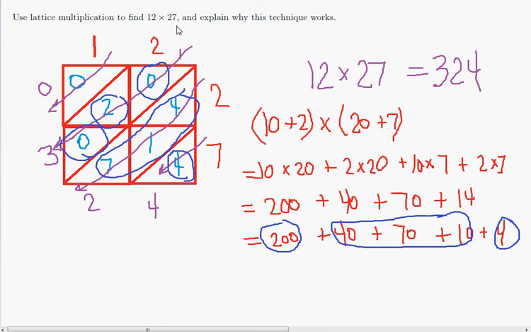So that's 12 times 27. We can multiply any size numbers using this technique. And I'm told that this is actually fairly commonly taught in schools in Europe, but not so commonly taught in the United States.